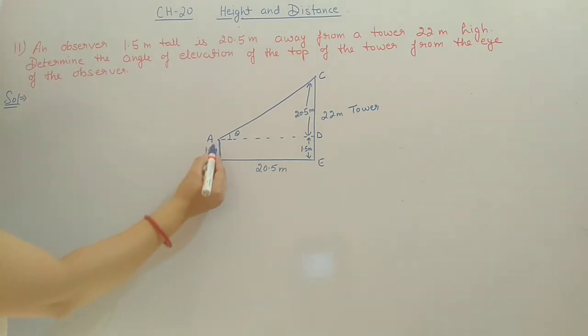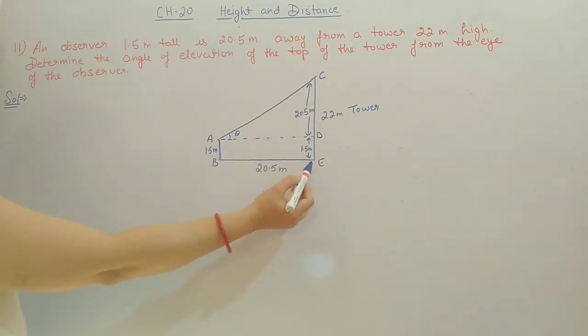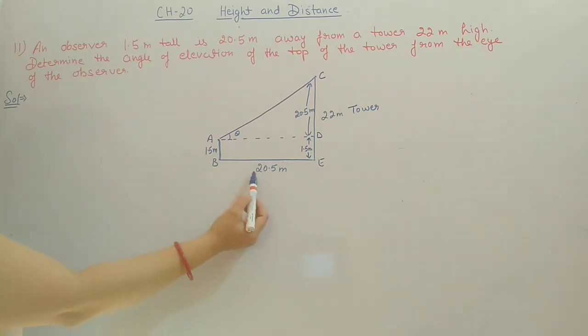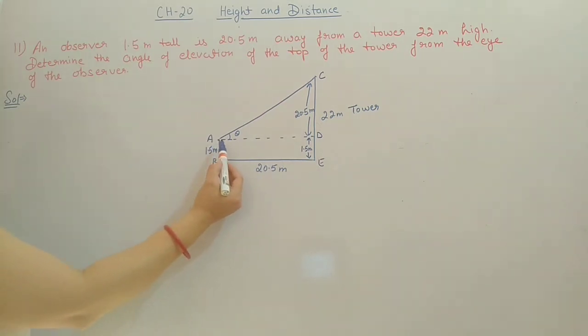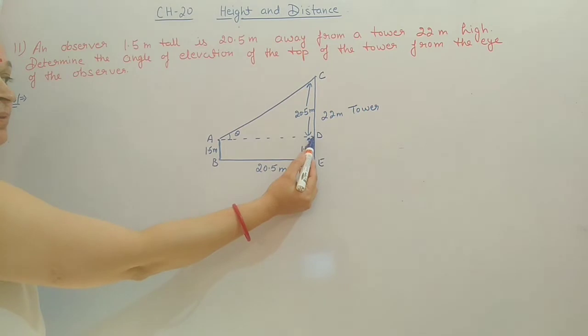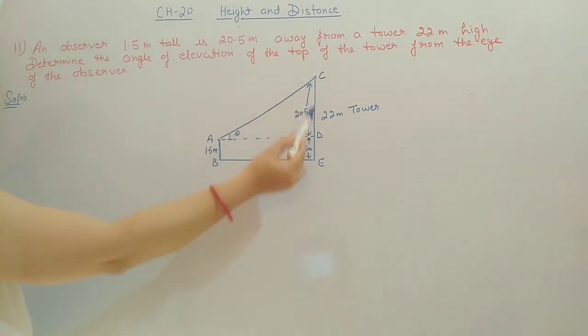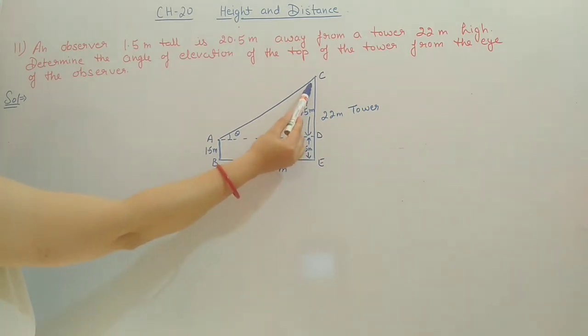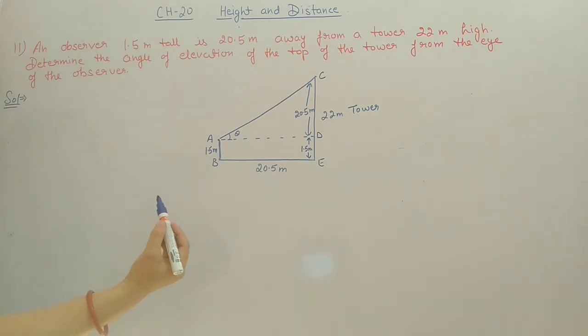In this figure, AB is the observer here and CE is the tower. This tower is 22 meter high and the height of the observer is 1.5 meter and the distance between observer and tower is 20.5 meter. Now what we are doing? We are drawing a parallel line AD parallel to BE. So this distance here to here is 1.5 meter, so this one also will be 1.5 meter. Total this is 22 meter. From 22 meter if you reduce this 1.5, here to here remaining it will be 20.5.